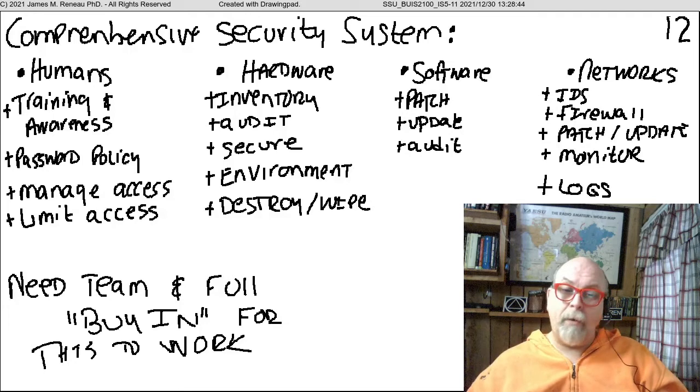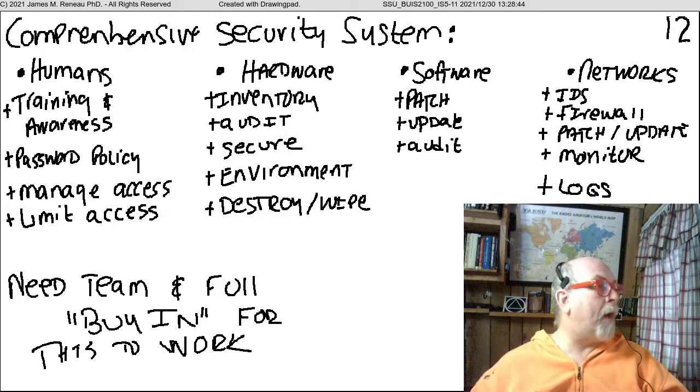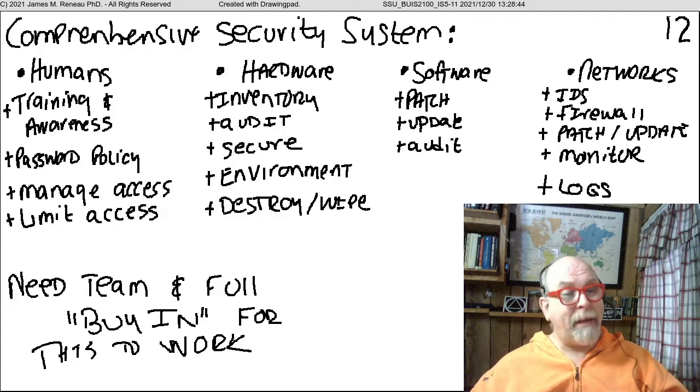But that's important. Think about that network router that you just threw away. Well, is there a way I can hook a terminal to that network router and possibly see your network configurations? Maybe. So be sure to destroy and wipe appropriately any hardware that's leaving the organization.